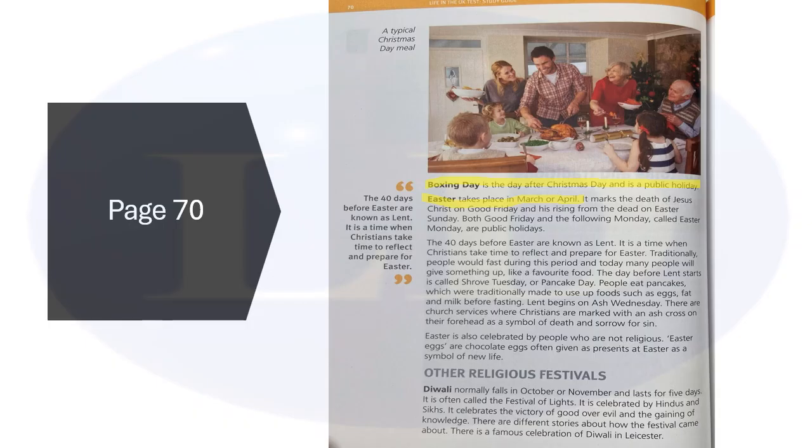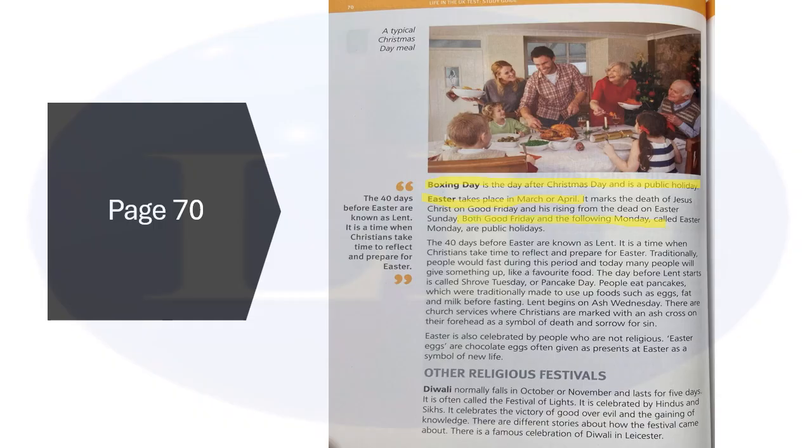For example, March and April, April, May and June, June and July. So you will be given two options for each choice. So you remember that it is March and April. It marks the death of Jesus Christ on Good Friday and his rising from the dead on Easter Sunday. Both Good Friday and the following Monday, called Easter Monday, are public holidays.